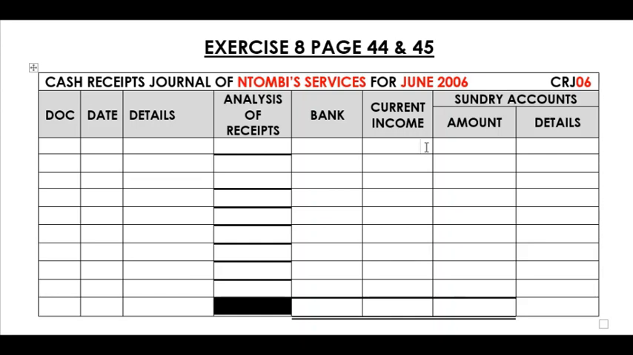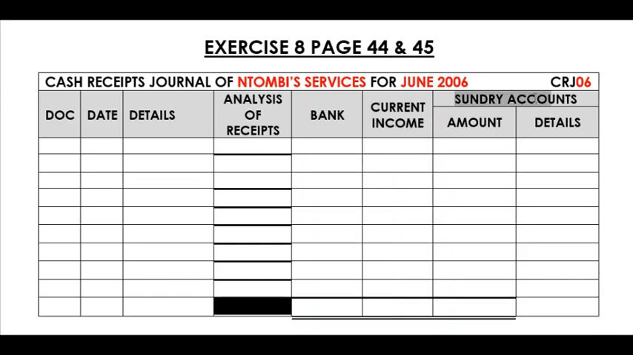Okay, and then every CRJ will have specific columns. In this case, we have a current income column. So if we receive money for services that we have rendered, we will put the money into the bank column, well, analysis of receipts column, our till, cash it up, put it into bank, and put it in the current income column. If we receive money for something that doesn't have a column, for example, the owner contributes money to the business as capital, then we can't put it in current income because it's not what we received the money for.